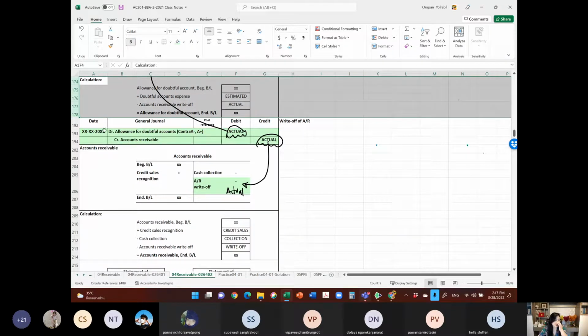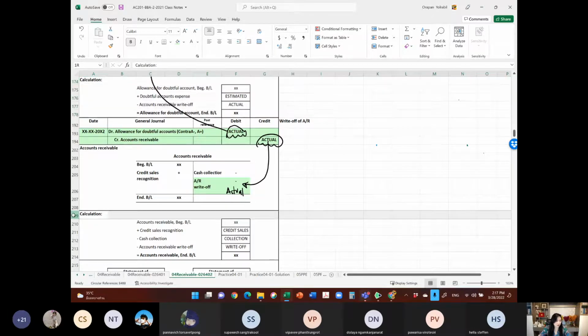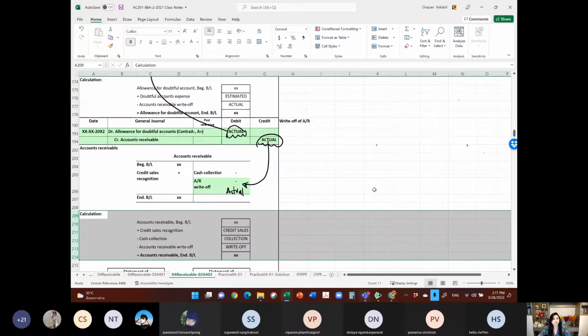So let's take a look at the calculation of the allowance. You're starting out with the beginning balance. Okay, so this is the beginning balance. And then you add the estimated expense, and then you subtract the actual write-off. Then you would have the allowance at the end of the year or end of the quarter, whatever the case is.